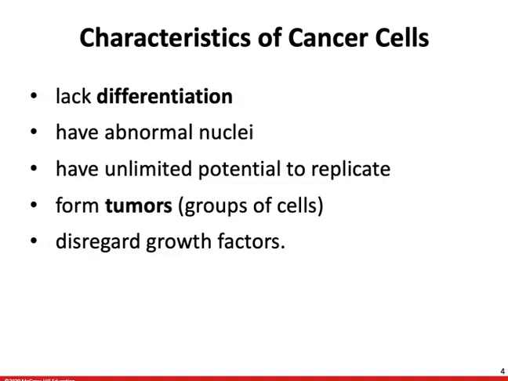Cancer cells also form tumors. Tumors are groups of cells. Normal cells can exhibit contact inhibition. Contact inhibition is when they come into contact with a neighbor, they stop dividing. Cancer cells don't do that. So with contact inhibition, the cell goes, it's a little bit crowded in here. I am being touched on all sides. I'm going to just not divide. It's plenty crowded enough in here.